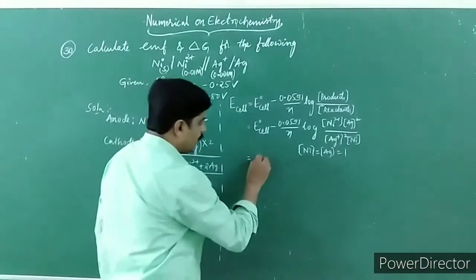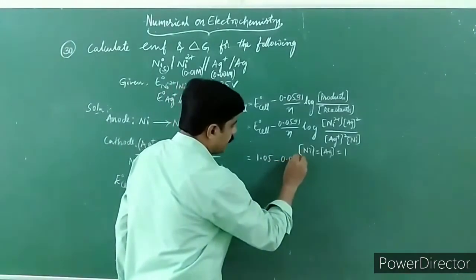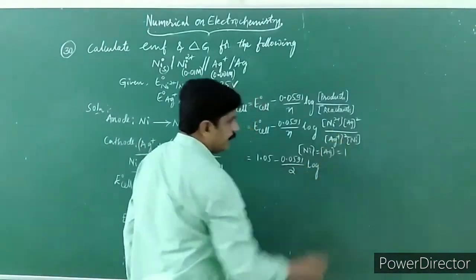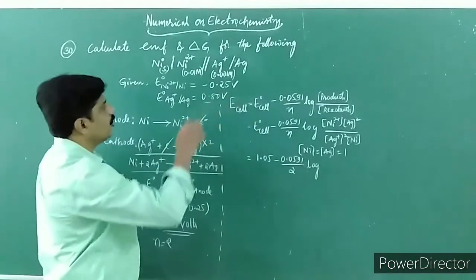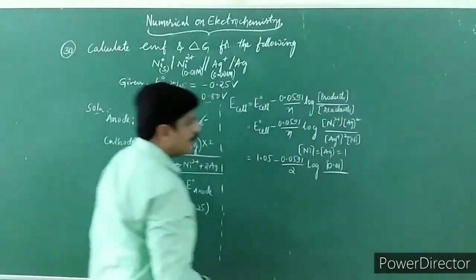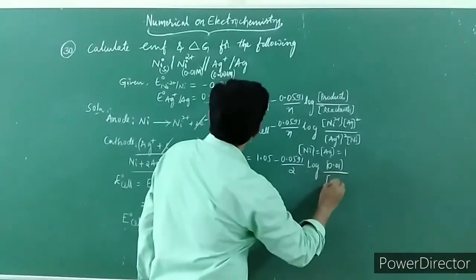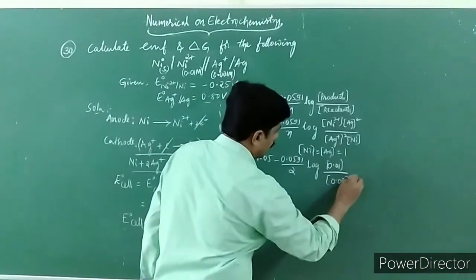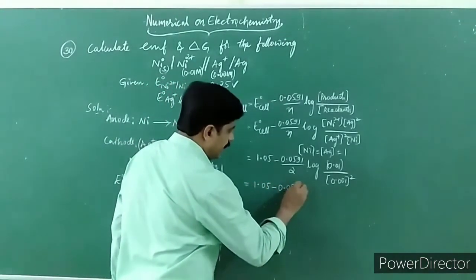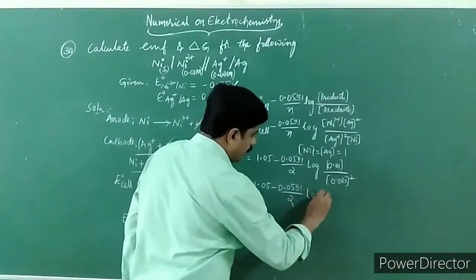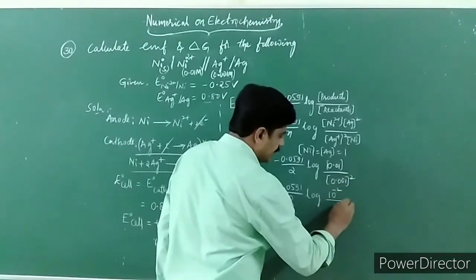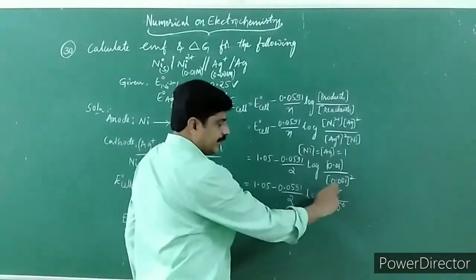Children, E0 cell is equal to 1.05 minus 0.0591 and the number of electrons required for the reduction process n is equal to 2, into log of, look at here, Ni2+ molar concentration is equal to how much here? It is 0.01 upon molar concentration of Ag+, how much is it? 0.01 whole square. Children, let me simplify. 1.05 minus 0.0591 upon 2 into log of, look at here, I can write 10 to the power of minus 2. Here I'll write 10 to the power of minus 6. Is it not? So this I'll take to numerator.